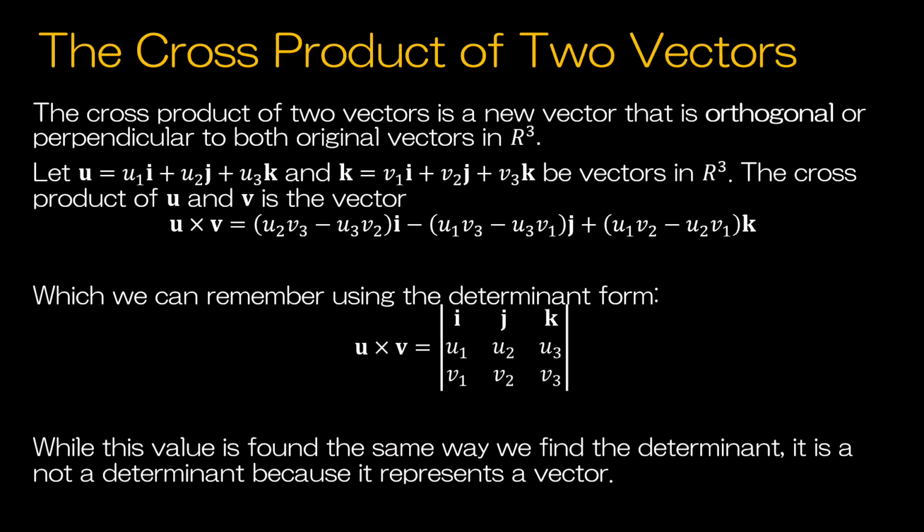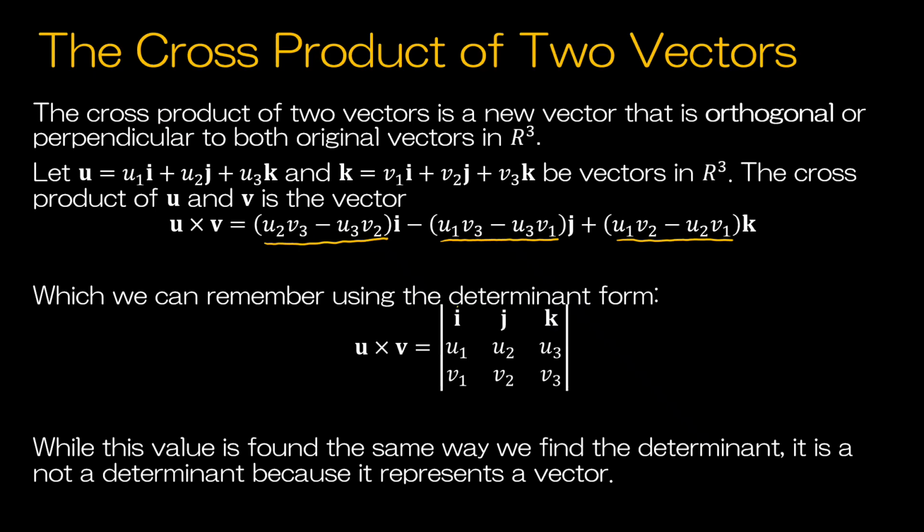The cross product of two vectors in R3 is a new vector in R3 that is orthogonal, or perpendicular, to both of the original vectors. So if we have two vectors in R3, to find the cross product, we're going to take (u2v3 minus u3v2)i minus (u1v3 minus u3v1)j plus (u1v2 minus u2v1)k. Now that's kind of difficult to remember because it's a formula, but we're very familiar with finding the determinant. And so we can remember that using the determinant form.